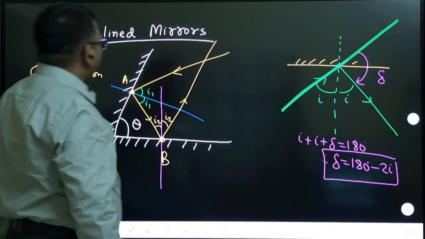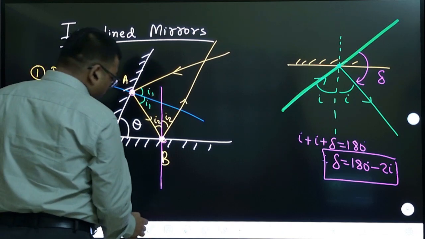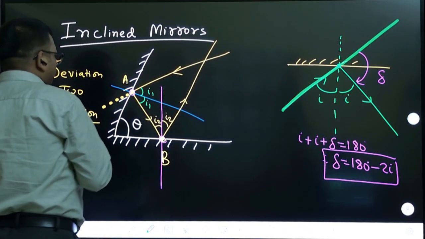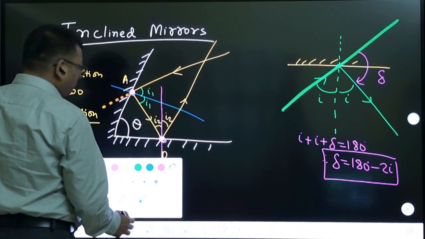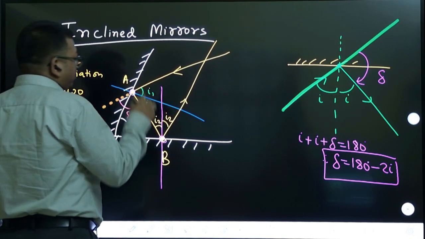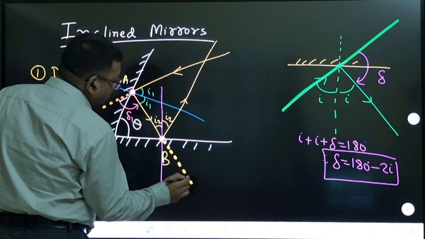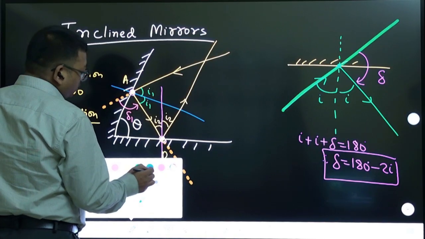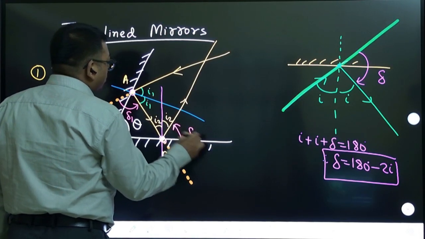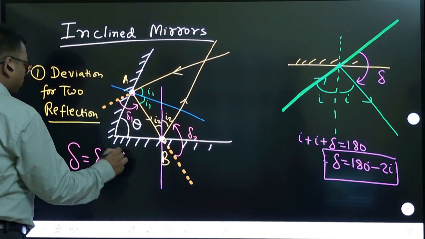Now here, if you see, there are two reflections happening, one here, one here. If you see the ray of light here, it was going in this direction, but this mirror has produced a deviation here. That deviation is delta 1, let us write. This deviation is anti-clockwise. Similarly, for the second reflection, the ray was going like this, but again there is a deviation here. This deviation is delta 2. So we need to add the total deviation. So total deviation is delta 1 plus delta 2.